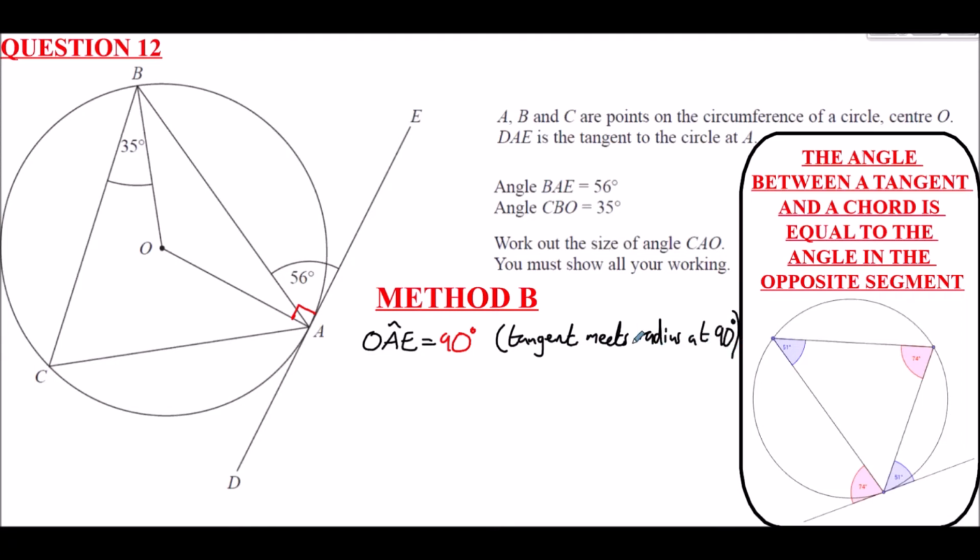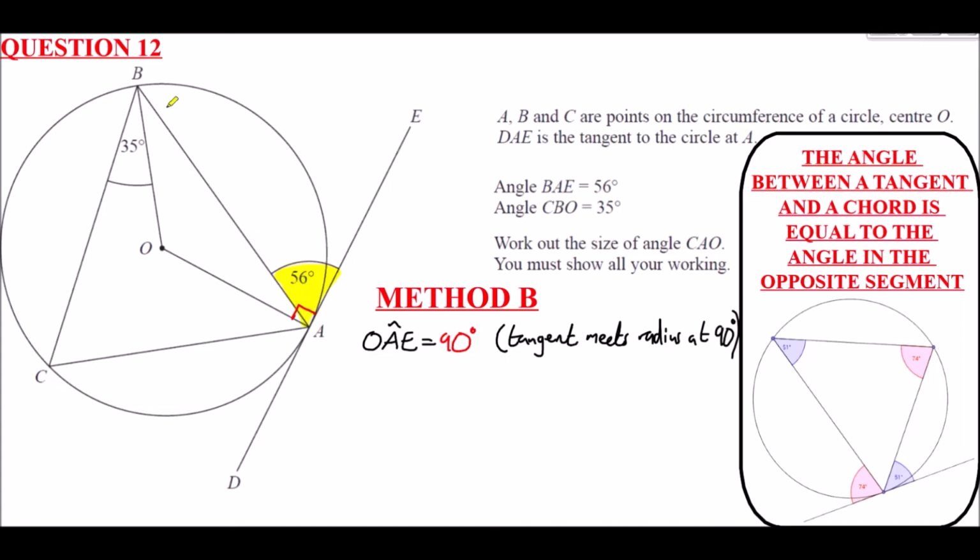So what can we do next? Well, what we can do here pretty much straight away is use this idea of the angle between the tangent and a chord being equal to the angle in the alternate segment. So here we spot that this angle here is 56 degrees. Now using the alternate segment theorem, where's opposite to this one?